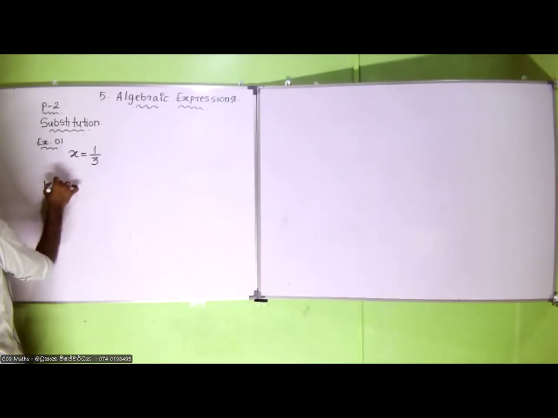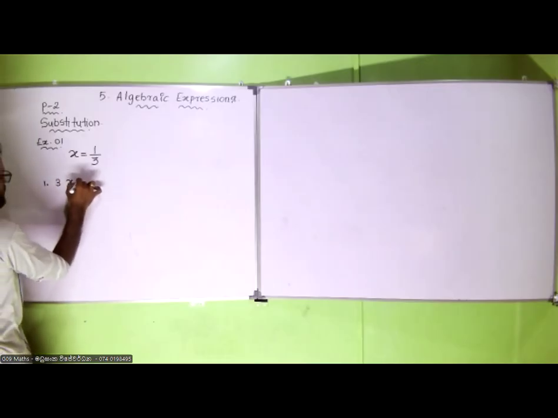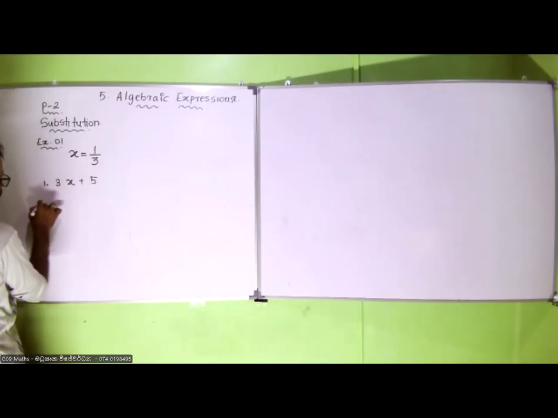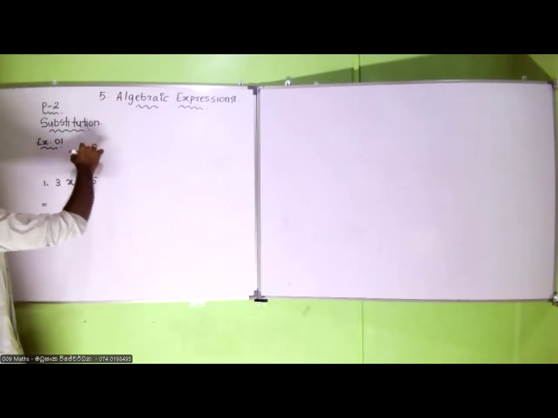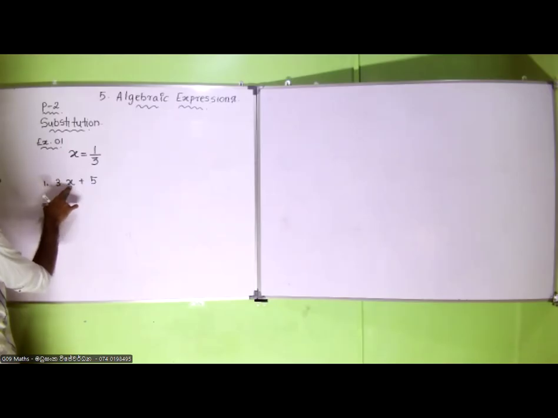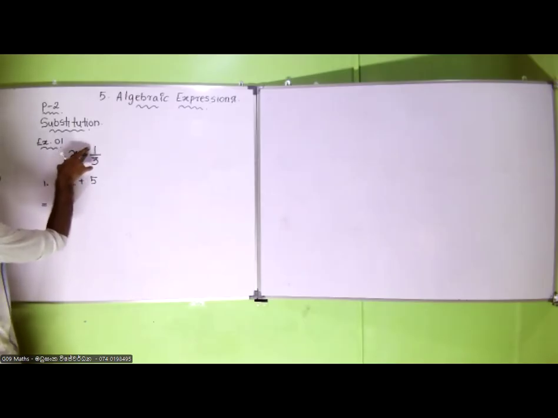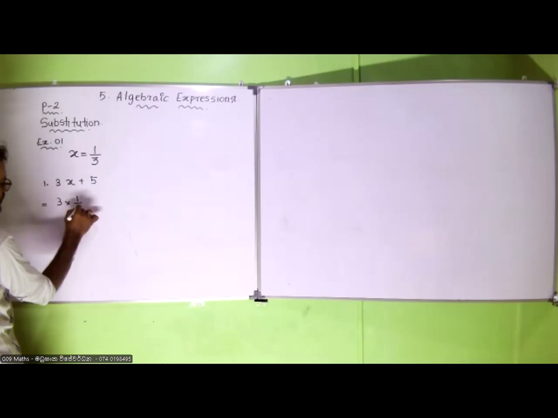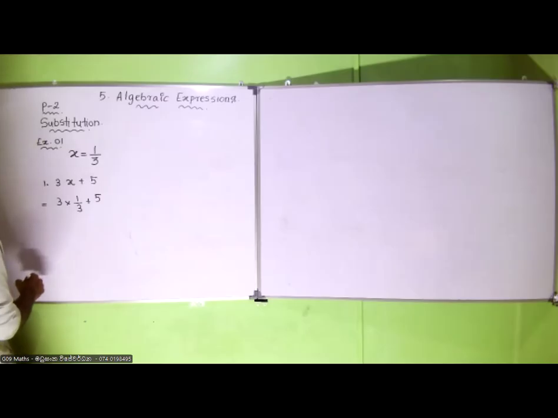Now focus on the board. 3x plus 5 equal mark. I have to substitute 1 upon 3 instead of x. So I have 3x, that means 3 multiplied by x. Instead of x, I am going to substitute 1 upon 3, plus 5. Very interesting. Numerator and the denominator you can simplify.